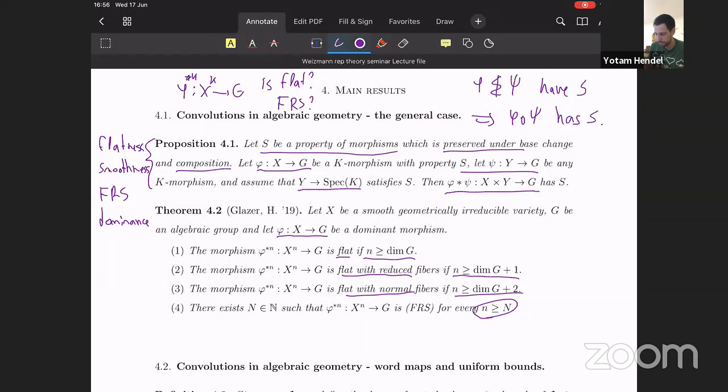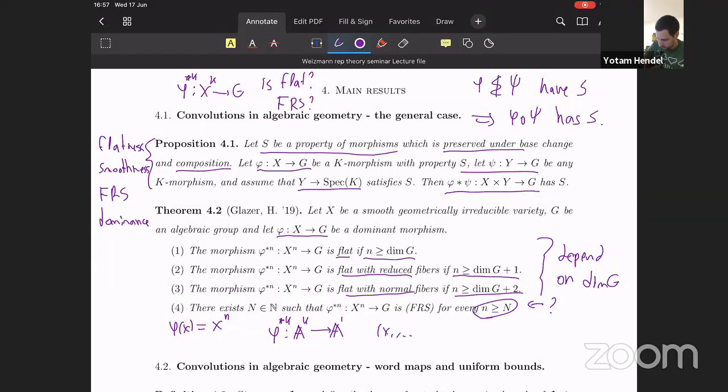Now, I guess the naive question is, all of these three only depend on the dimension of G. What about this one? The answer is that this one has no chance to depend only on the dimension of G, because if we just take f of x to be x to the power n, the kth convolution power of this map goes from A^k to A^1.